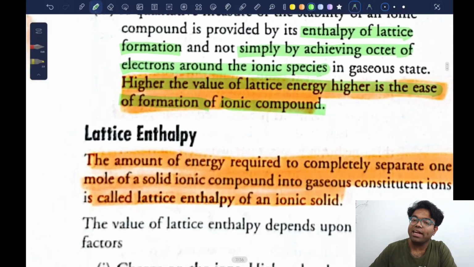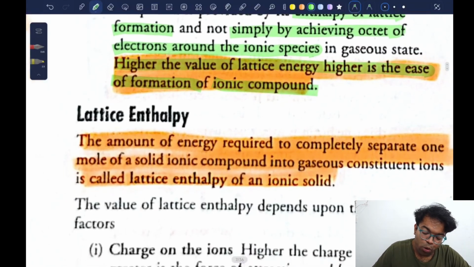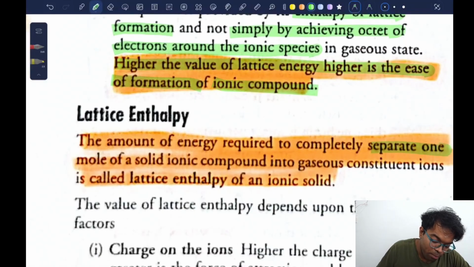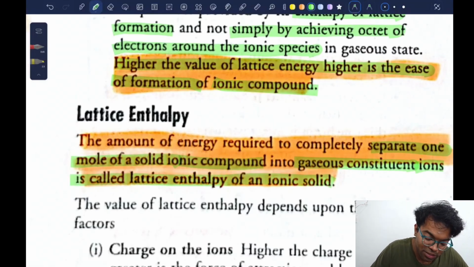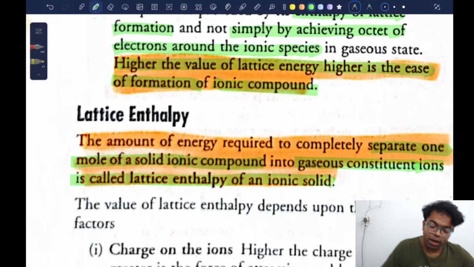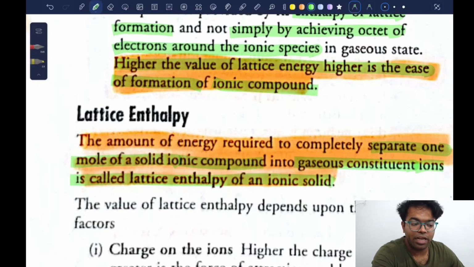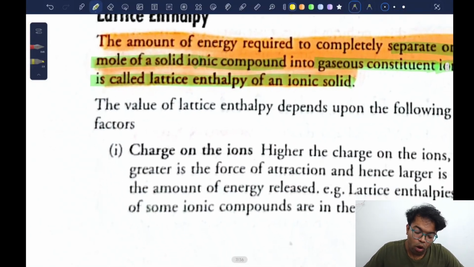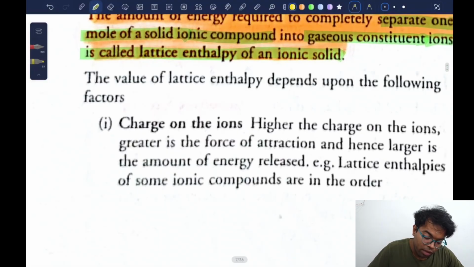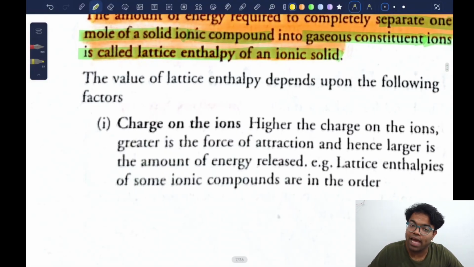Okay, let's move on. Lattice enthalpy: the amount of energy required to completely separate 1 mole of the solid ionic compound into gaseous constituent ions is called the lattice enthalpy. This is exactly what I said just now. Now, the value of lattice enthalpy depends on the following factors. First, the charge on the ion.